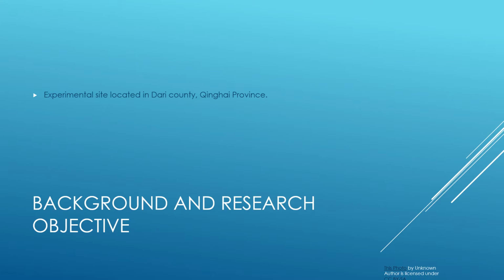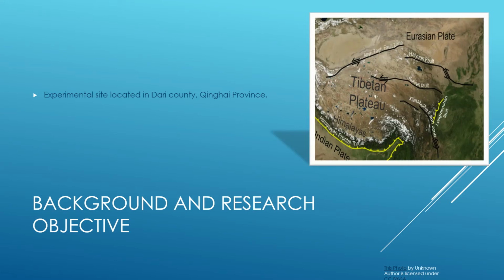So the experimental site was located in Dari County, Qinghai Province, which is the northern part of the Tibetan Plateau. Site characteristics included low vegetative index and high elevation, which were carefully selected variables as part of the study.